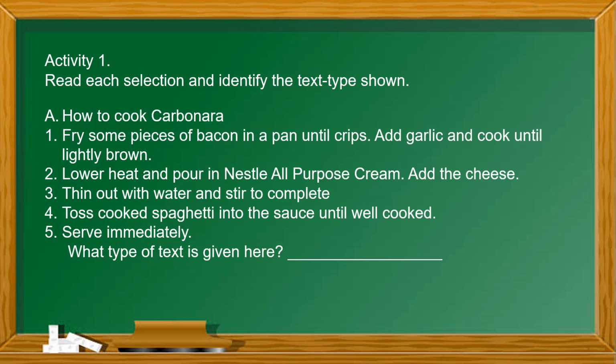A. How to cook carbonara. Number 1. Fry some pieces of bacon in a pan until crisp. Add garlic and cook until lightly brown. Number 2. Lower heat and pour in Nestle all-purpose cream. Add the cheese. Number 3. Thin out with water and stir to complete. Number 4. Toss cooked spaghetti into the sauce until well cooked. Number 5. Serve immediately. What type of text is given here?